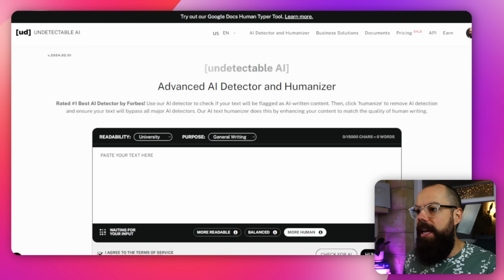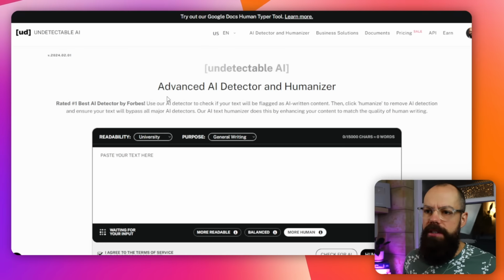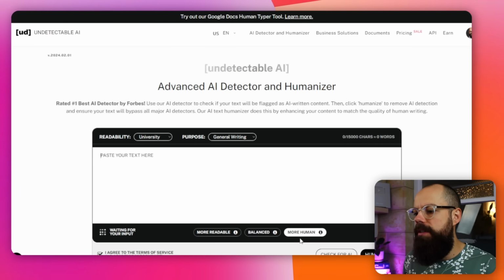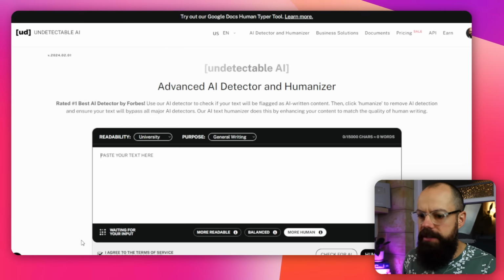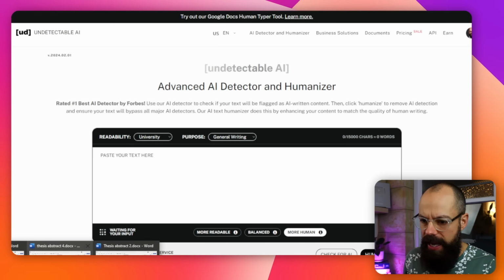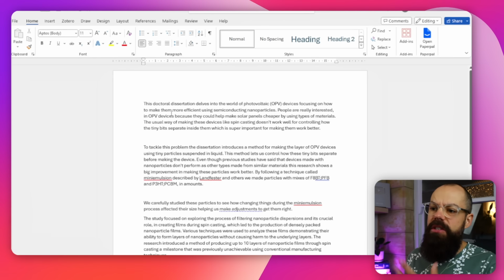Okay, the next one is Undetectable. Undetectable has, in my experience in the past, been one of the best ones to use if you want to get around AI content detection. So this is what it looks like. Once again, you put in your text here. I wanted more human, and I clicked humanize. I'll pull up that text. That was this one. And this is what it came up with.